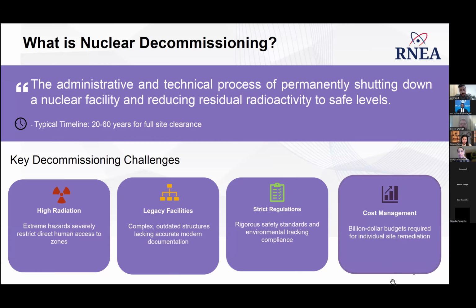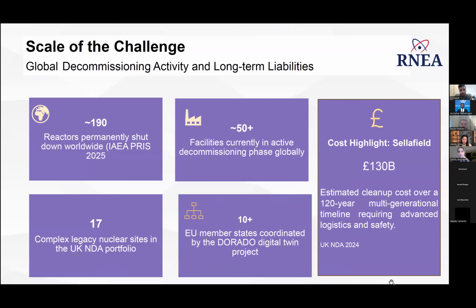So if we go to the next slide, let me put some numbers to that. According to the IAEA's PRIS database, as of 2025, roughly 190 reactors worldwide have been permanently shut down. Of those, more than 50 are currently in the active decommissioning phase. In the UK alone, the Nuclear Decommissioning Authority oversees 17 complex legacy sites.